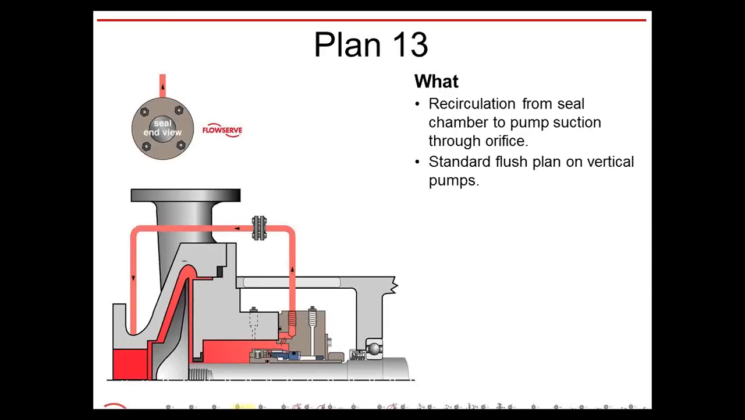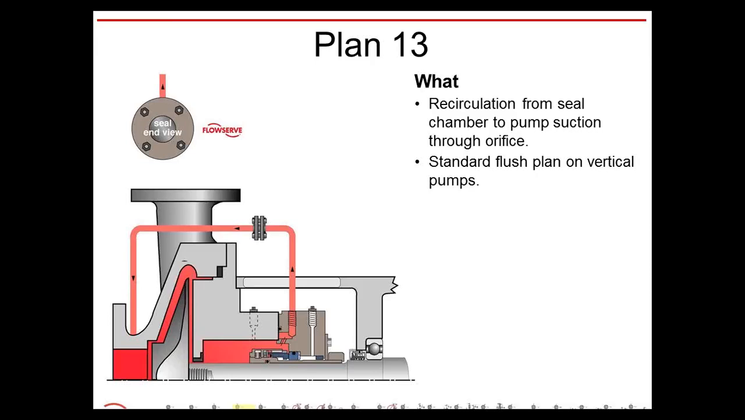All right, the next seal plan is the plan 13. And you can see here, instead of coming out of the discharge, the fluid flow is coming out of the mechanical seal and going into the suction. So it's kind of like recirculation. Again, you want to use an orifice, and this is a standard flush plan on all vertical pumps.